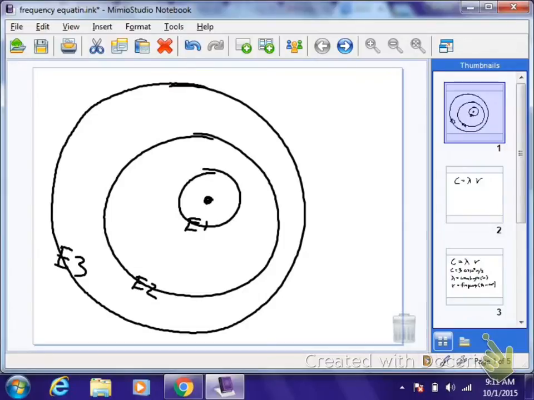I'm going to talk about what's called the ground state of an atom. An atom that's in ground state would mean that the electron's in the lowest energy level that it can have. So I'm going to go ahead and write ground state here. This electron that I had represented on that first energy level would be at ground state.